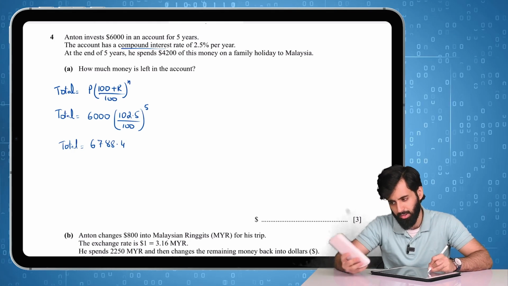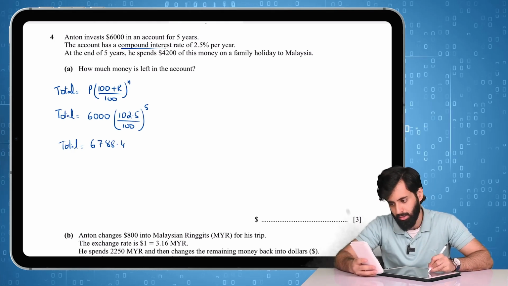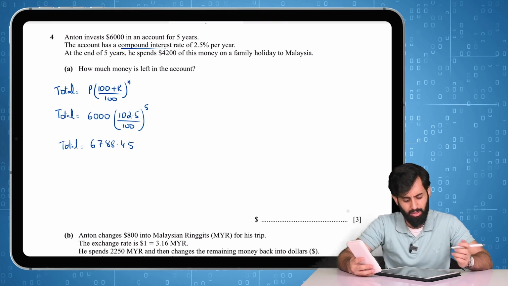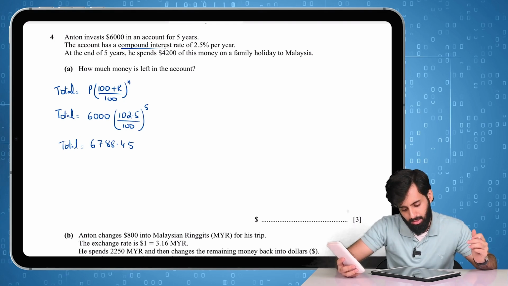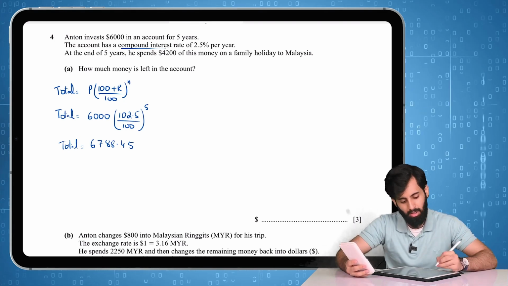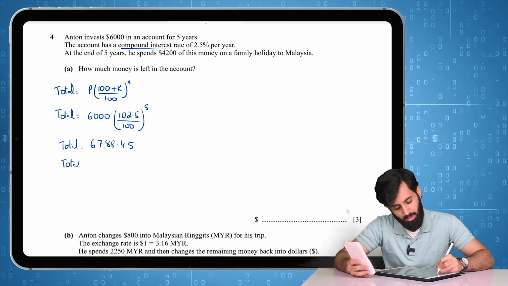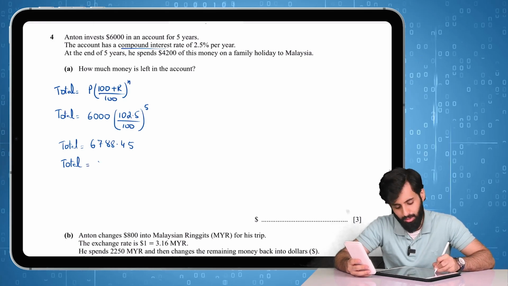So I am looking at 6,788.449. So let's not round this off because this is not the final answer yet. So let's just make this correct to 2 decimal places. Now remember, from this amount, he is spending $4,200 on a family holiday.